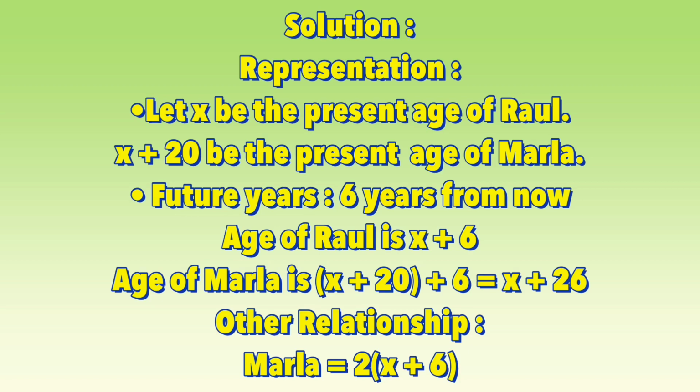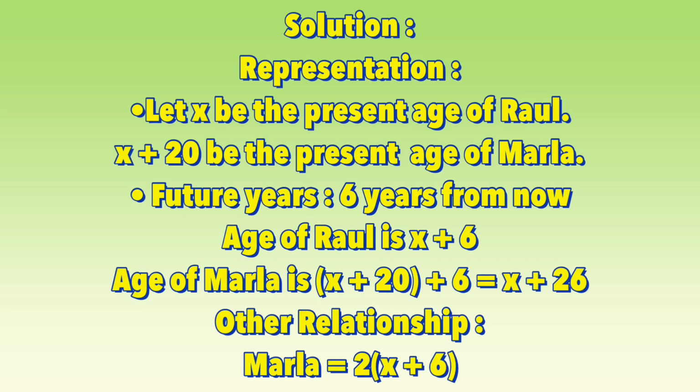And we have also to consider the other relationship stated in the problem, that Marla's age will be twice Raul's age. Okay, so our Marla equals 2 times the sum of x and 6. Okay, our equation now is x plus 26 equals 2 times the sum of x plus 6, and we're going to solve it.